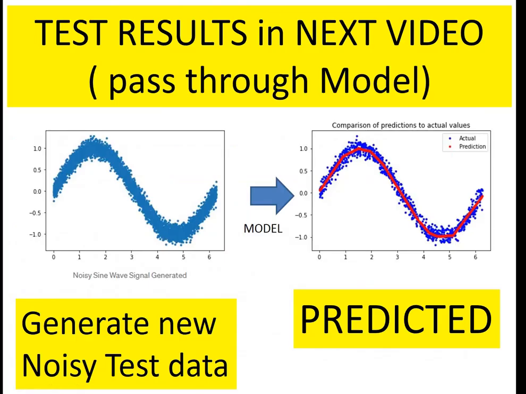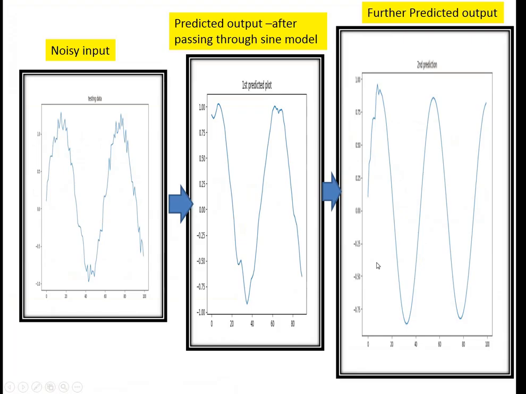In the next video you will see that you will be passing a noisy sine wave into the model, and you will see a clean sine wave coming out, which is predicted. You are going to pass this noisy input through the model, and it will predict these two outputs. After the first prediction it looks almost like a sine wave, and the second prediction is even better.